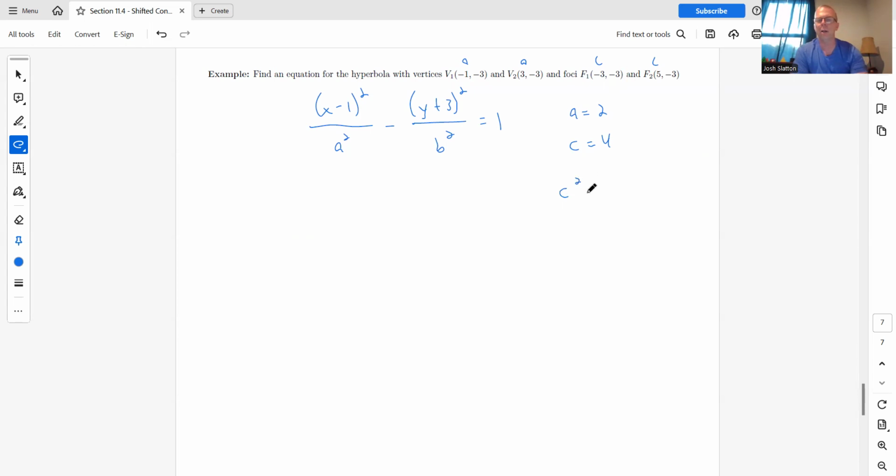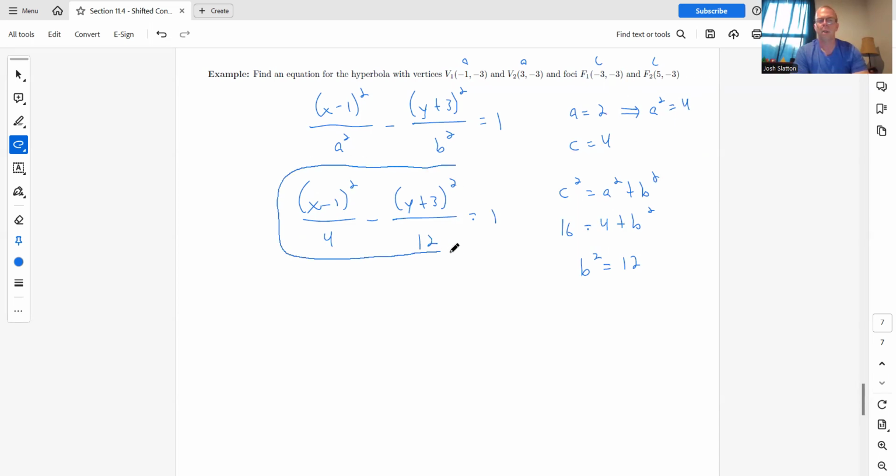And so C squared is A squared plus B squared. So C squared is 16 equals 4 plus B squared. So B squared equals 12. And of course, A squared is 4. And so that's all we need. So x minus 1 squared over 4 minus y plus 3 squared over 12. There you go.